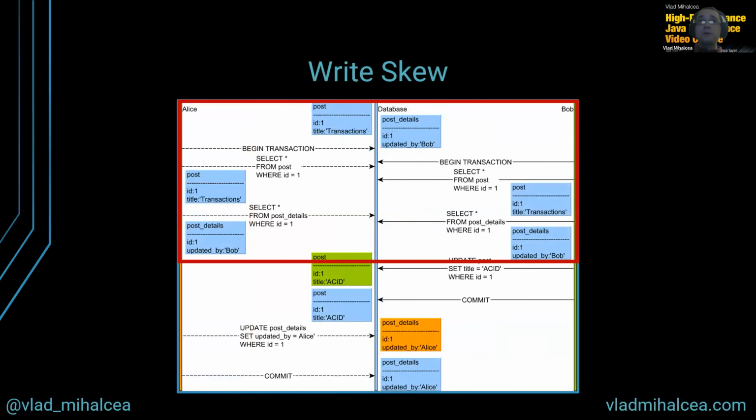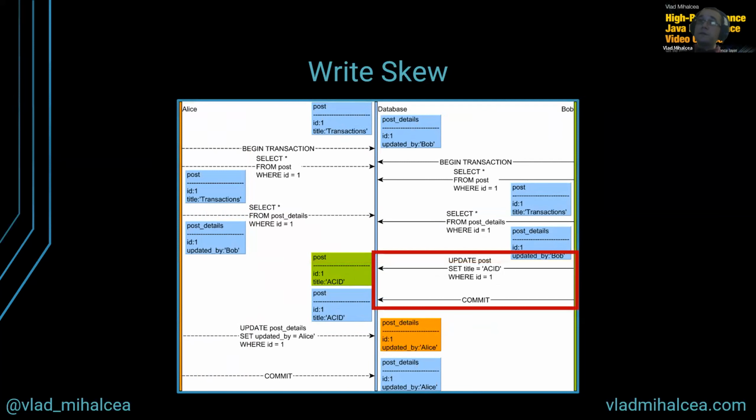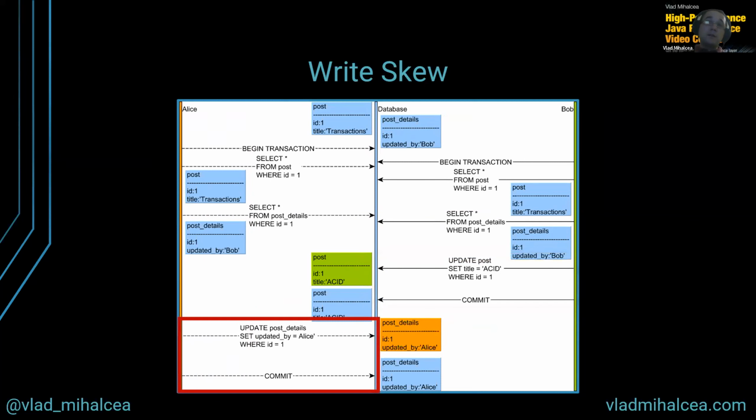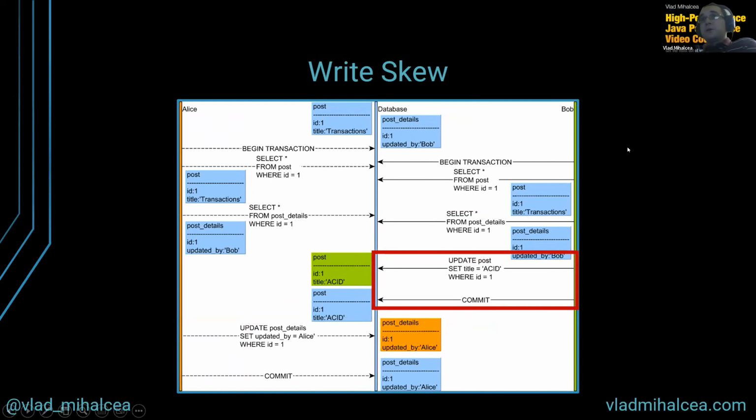Write skew basically starts from the same context, but now one transaction modifies a single record and the other modifies the other record. Both are allowed to commit, but they break the consistency in between them. Why would this have happened? If this is Hibernate, and let's say that Bob wanted to make this modification, he would modify both the post and the post details as entities, but only the post would go through because the dirty checking mechanism would disallow the update on post details to happen. So he would update only the post.